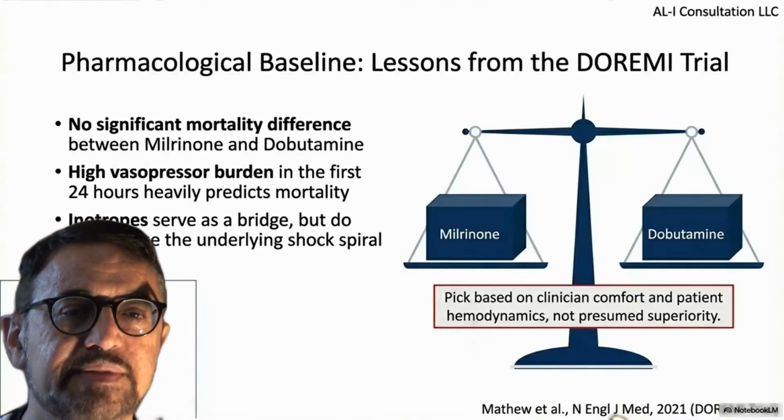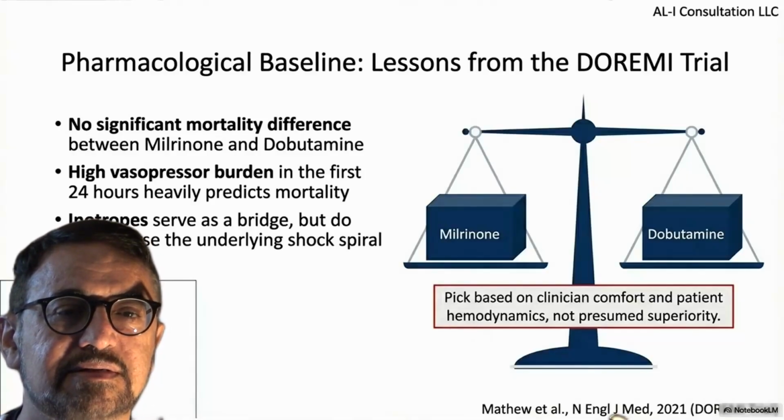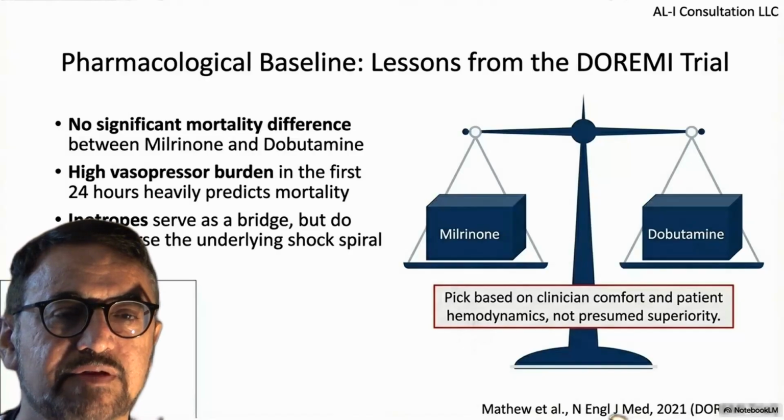The DOREMI trial was an important shock trial because it directly compared milrinone with dobutamine in cardiogenic shock and found no significant difference in the primary outcome. In practical terms, that means neither drug proved clearly superior. Both remain reasonable inotropes, and the choice often depends on patient phenotype, blood pressure, renal function, pulmonary vascular load, and clinician familiarity. The more important point may be that the trial showed inotropes do not reverse shock biology by themselves.